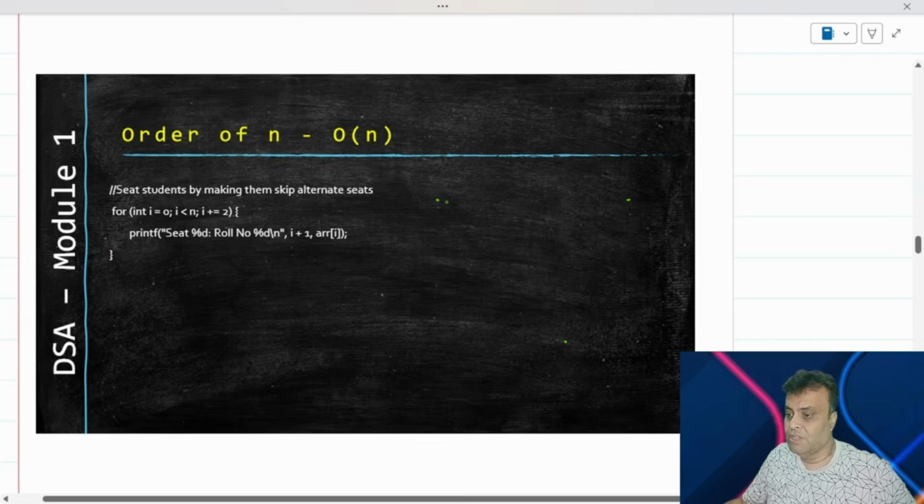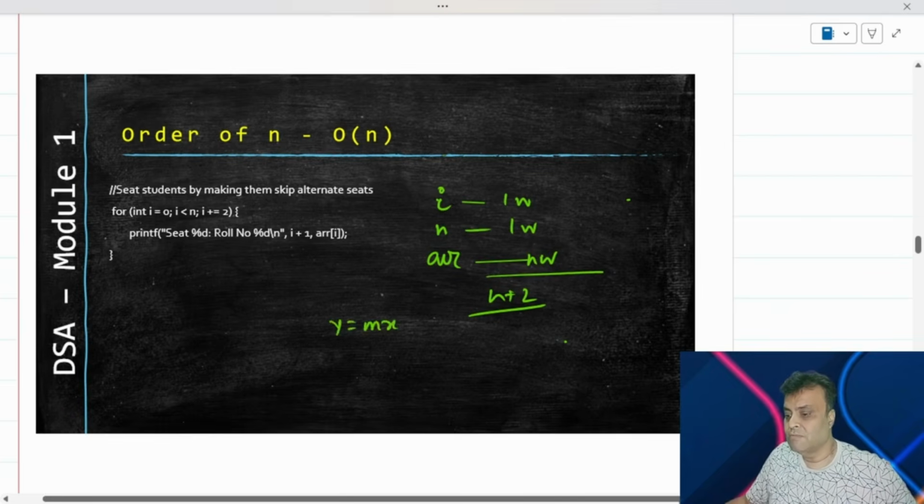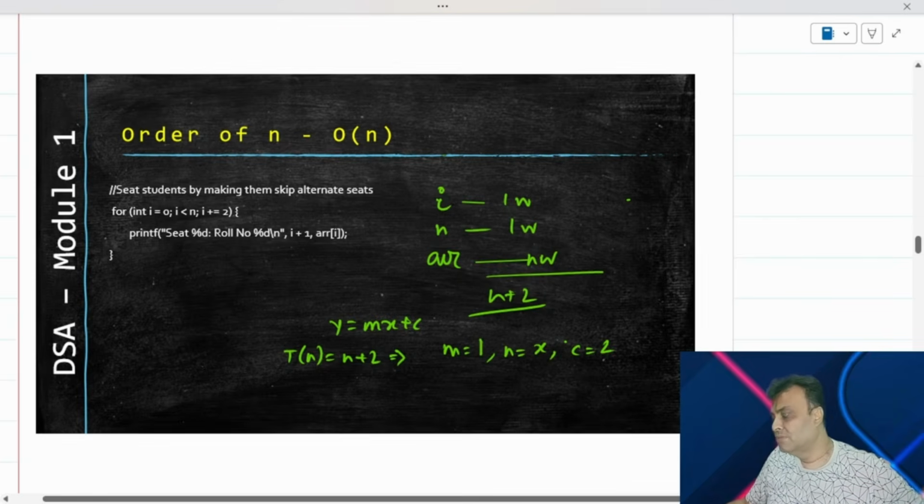Now if I see what is the space complexity for this, right? I have defined how many variables are required. We have defined i, we should have defined n, and we have an ARR. So i takes one word, n takes one word, ARR takes n words. So this is n plus 2. And n plus 2 is also y equal to mx plus c, which implies that m is equal to 1, n is equal to x, and c is equal to 2.